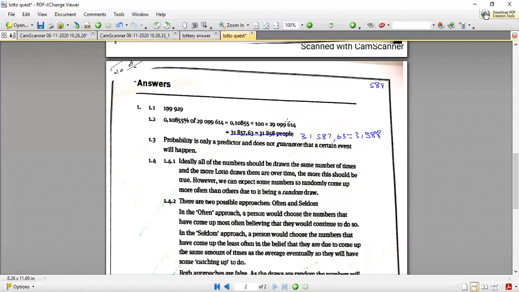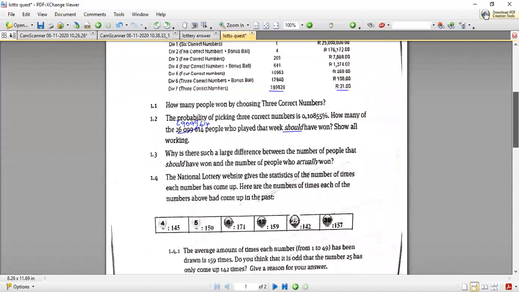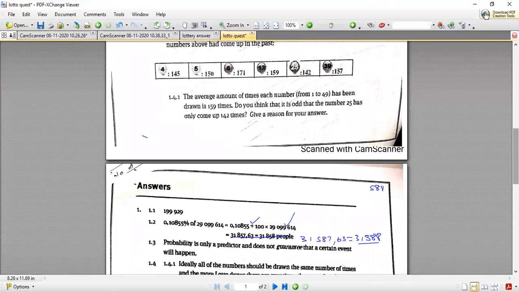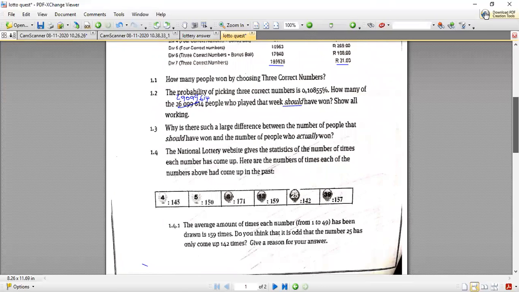So as a percentage, we divide by 100 of 29 million, and we get 31,587.63, which is 31,588. We round that up. Now, as you can see, the number of people that actually won with three numbers is 199,929, while the prediction told us that it should be merely 31,588, which is a big discrepancy.